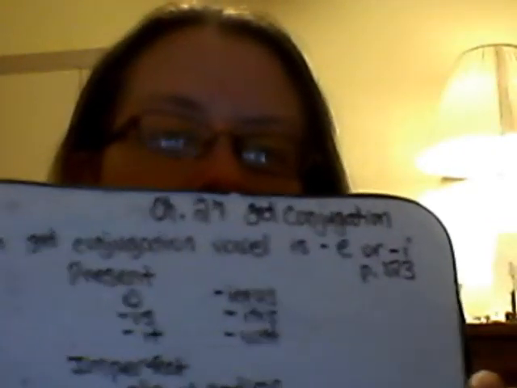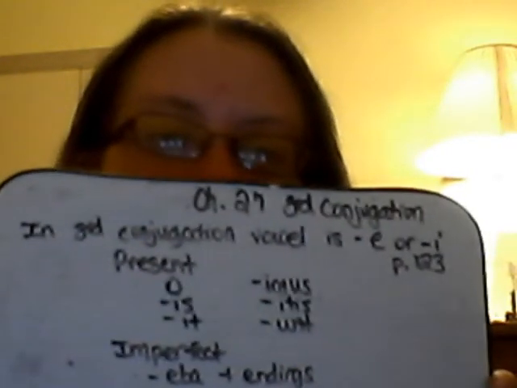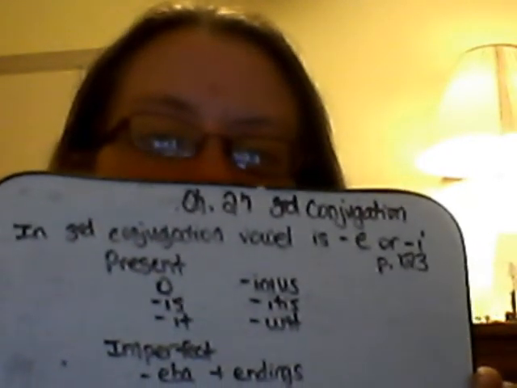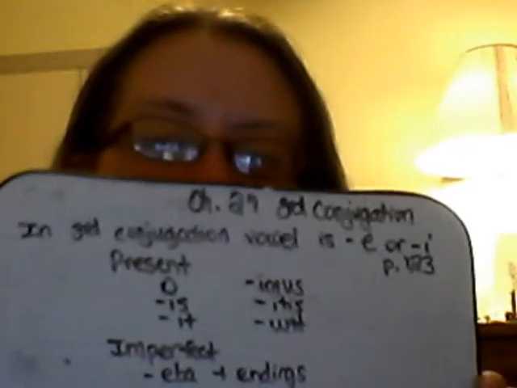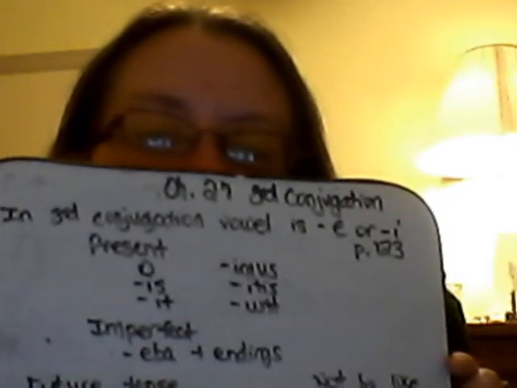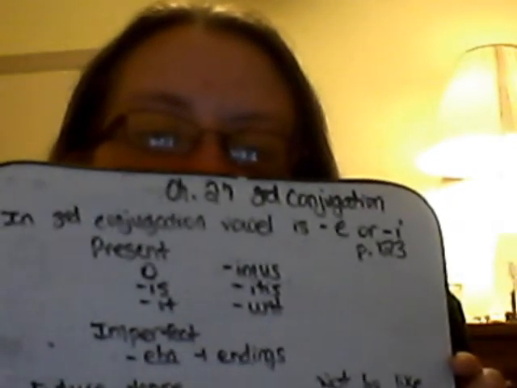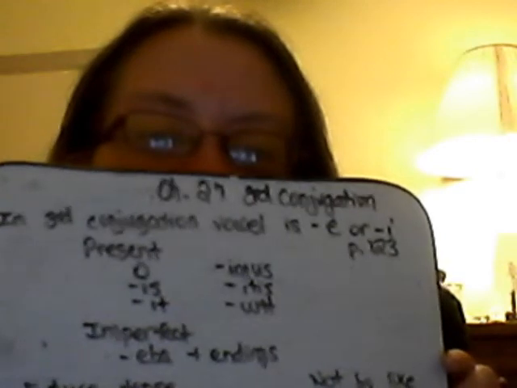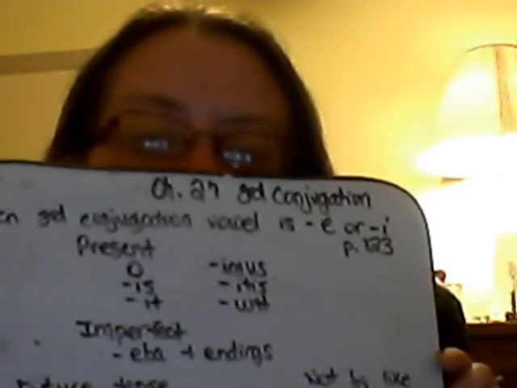Okay, this is Jenney's First Year Latin, chapter 27. We're discussing third conjugation. I'm putting up the board. I also need you to look at page 123. In third conjugation, the vowel that you will see a lot is E or I in the indicative. The present you will see is O, IS, IT, IMUS, ITIS, or UNT.